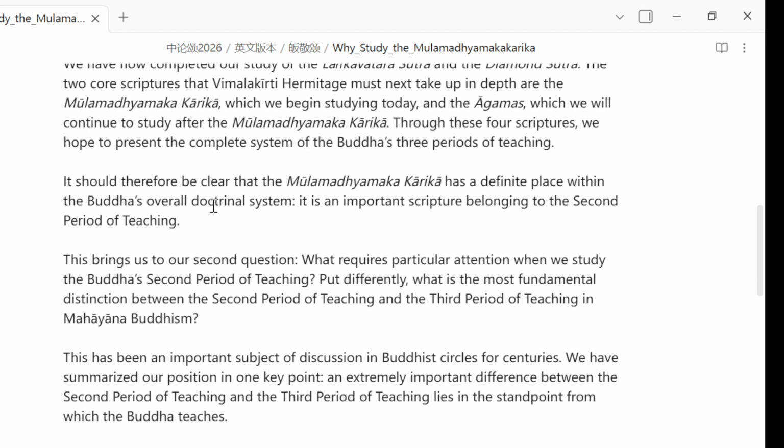It should therefore be clear that the Madhyamakakarika has a definite place within the Buddha's overall doctrinal system. It is an important scripture belonging to the 2nd period of teaching. This brings us to our second question.